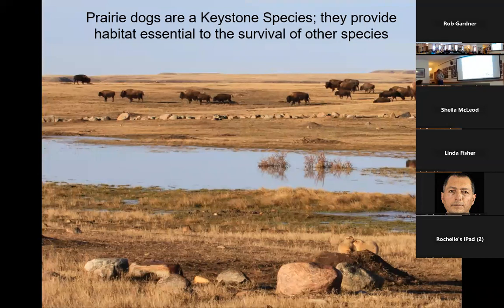Next. So here's a pretty classic scene in grasslands: prairie dogs in the foreground, and bison in the background.